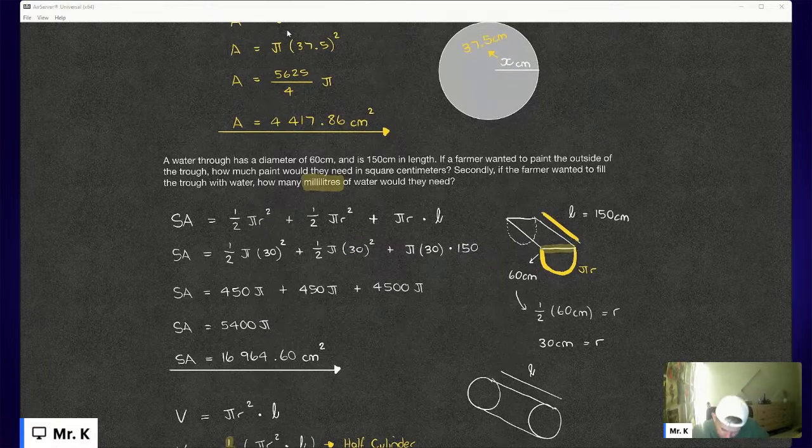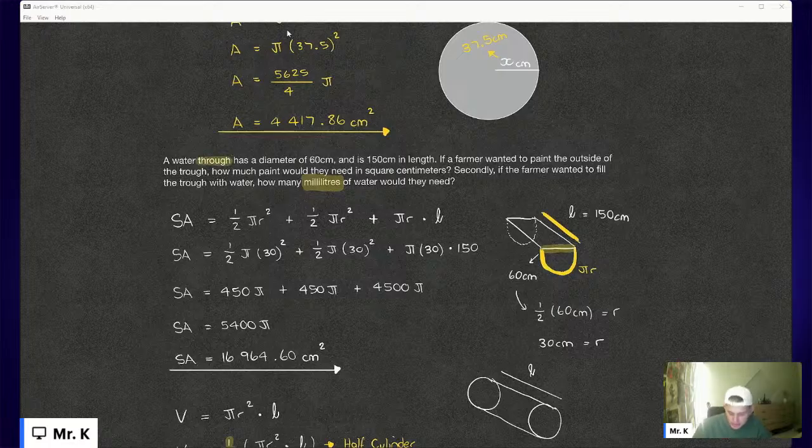If we go through the information, the word trough, sorry, I spelled that incorrectly, guys, not trough. Trough is important. Diameter is important. 60 centimeters, 150, and length are all important, right?